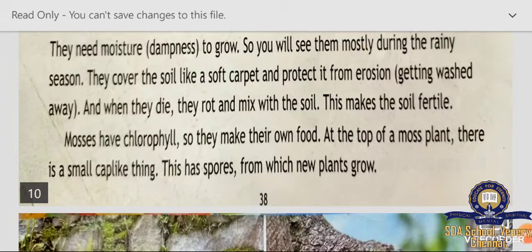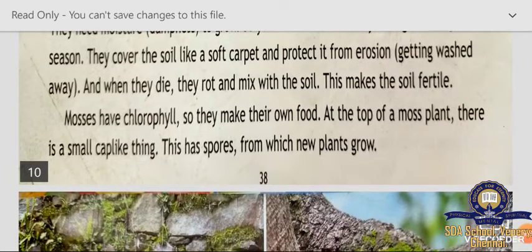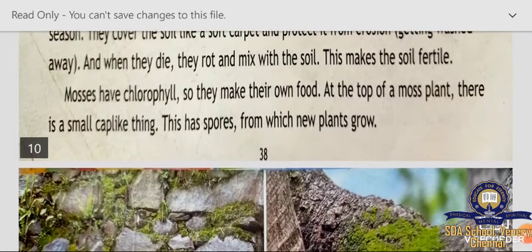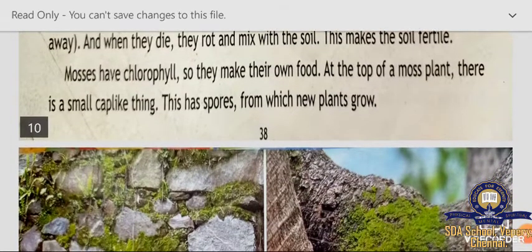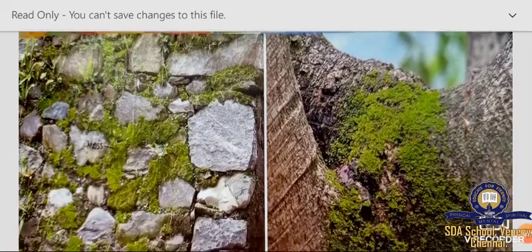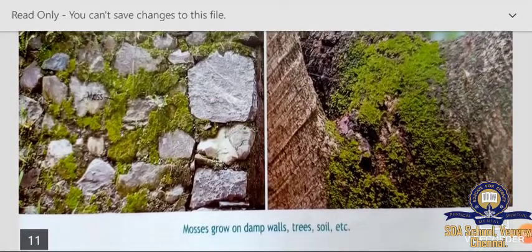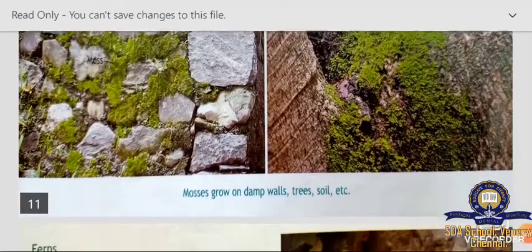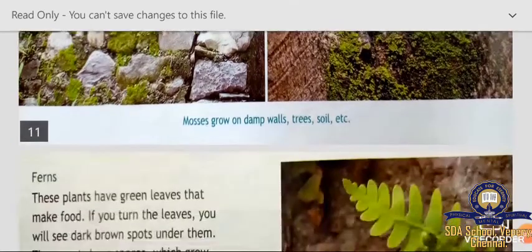And when they die, they rot and mix with the soil. This makes the soil fertile. Mosses have chlorophyll, so they make their own food. At the top of a moss plant there is a small cap-like thing. This has spores from which new plants grow. You can see mosses on rocks, on the soil, on a fallen tree. Mosses grow on damp walls, trees, soil, etc.